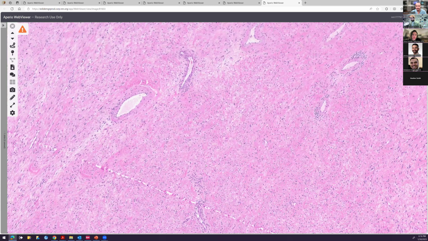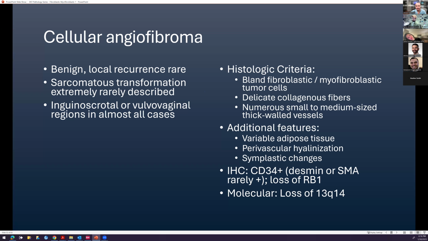So you can see there's so much overlap between these things. It's a bit iffy, right? But they have a lot of morphologic features that resemble each other. So we'll talk about that real quick. They are benign, right? They can recur locally, but they're generally benign. There has been some sarcomatous transformation described, but it's extremely rare. Almost all of these cases happen in the inguinoscrotal or vulvovaginal regions. It's pretty rare to see it elsewhere, to be honest. So generally think about the groin, right?